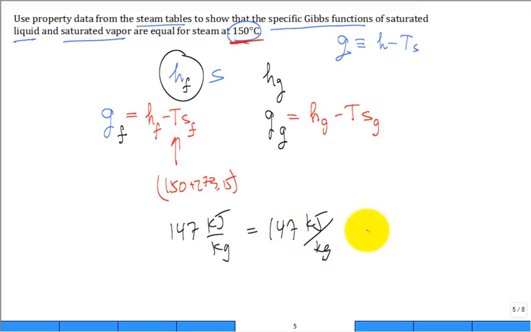So that Gibbs function, we don't spend a lot of time on it. Very little time on it. It was key for equilibrium conditions. It's key for equilibrium conditions between phases. All right.